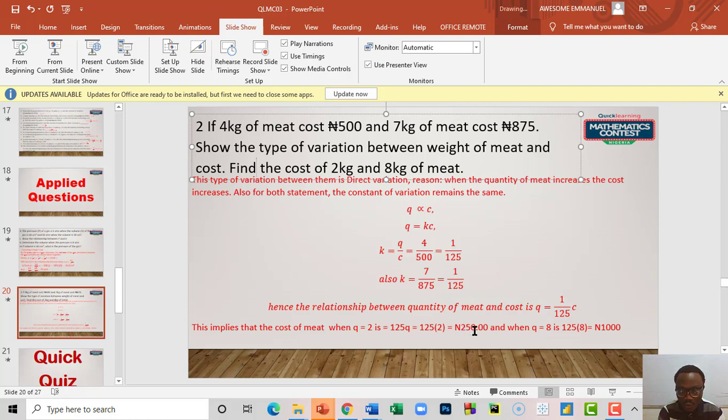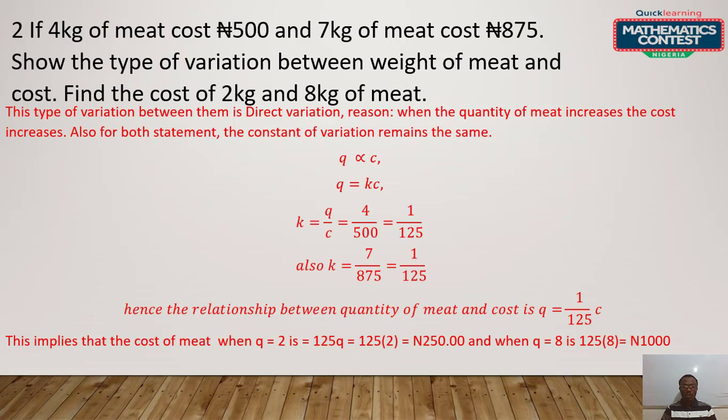So this will give us 250, and the second part, to get the cost, it will be 125 times 8, which is actually 1000. So this is the value when it's at 2 kg and when it's at 8 kg. Now we can also check if it's actually correct. When it's at 2 kg, we got the cost to be 250. When it's increased to 8 kg, we got it to be 1000. So it's actually correct to be direct variation. So that is that for it. Let's see what we have next.